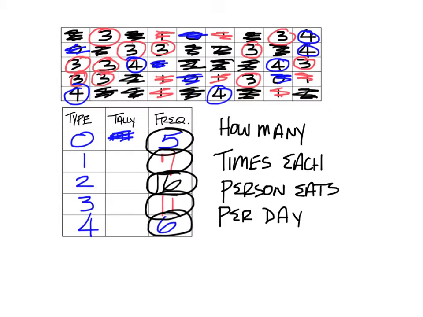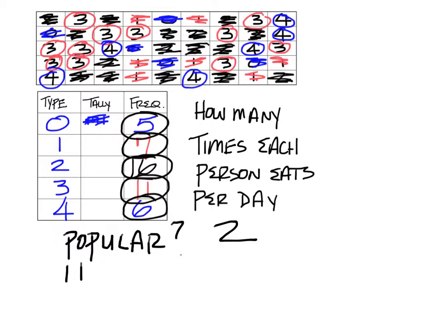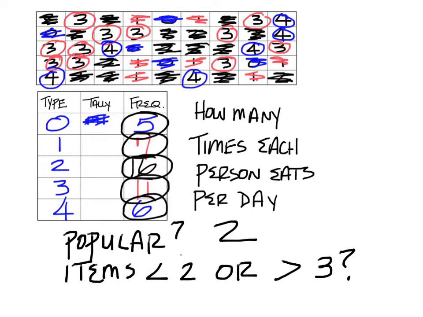Now you just have to answer some basic questions about this. For example, what is the most popular item in the list? 2. Yeah, it shows up the most number of times. You could also answer this question. How many items are less than 2 or greater than 3? How many items are less than 2?